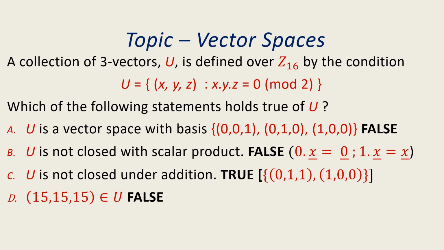That's a true statement. The vector 15, 15, 15 is not a member of that set. 15 is an odd number. When we cube an odd number, we're left with an odd number. On the other hand, the vector 2, 8, 3 is in that set. 2 is an even number. When we multiply 2 by 8, we get 16. Multiply 16 by 3, we get 48, an even number.